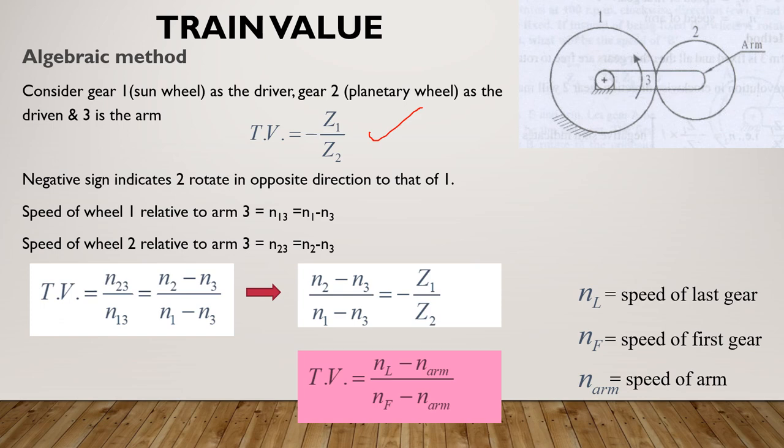Whenever you want to calculate the train value with the algebraic method, you make use of this formula, NL minus NR divided by NF minus NR, where NL is the speed of last gear, NF is the speed of first gear, and NR means the speed of arm. This is the algebraic method we follow to find the train value of an epicyclic gear train.